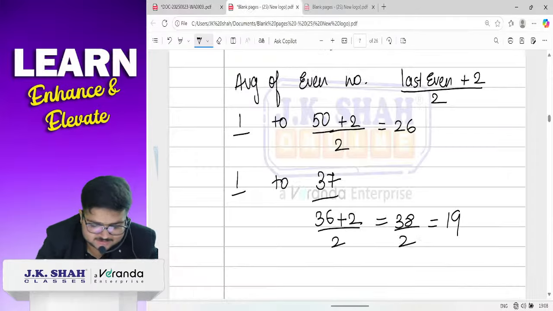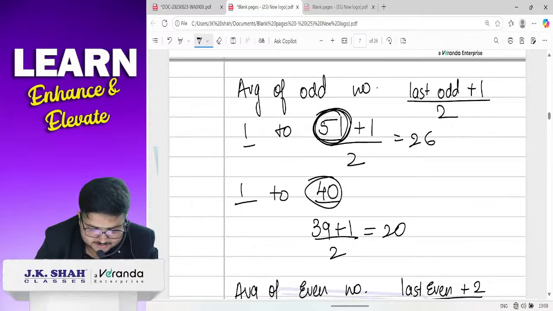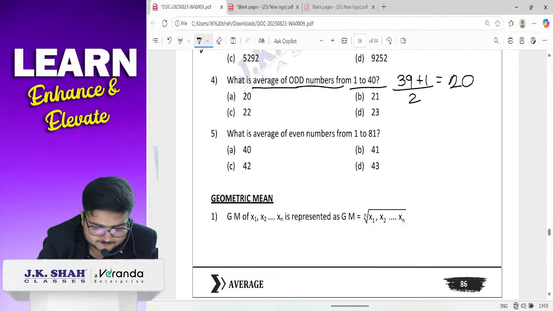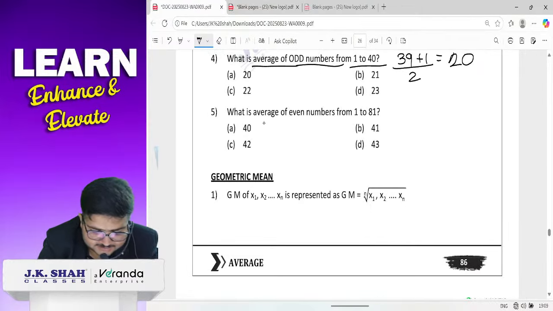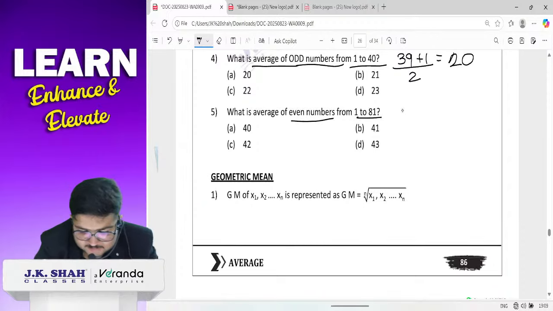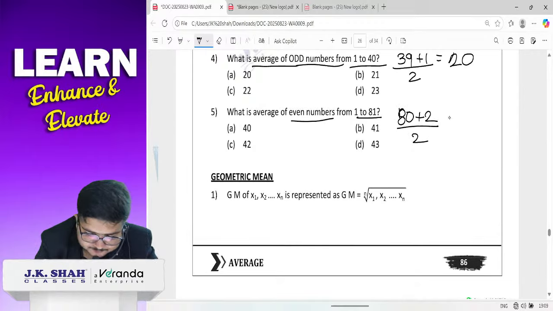We just did this sum here, right? I told you, answer is 20. Let us do this. What is the average of even numbers from 1 to 81? From 1 to 81, the last even number is 80. So you have to do plus 2 upon 2. That is 41, option B.